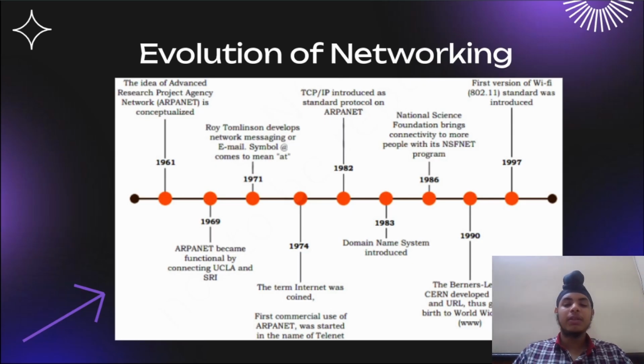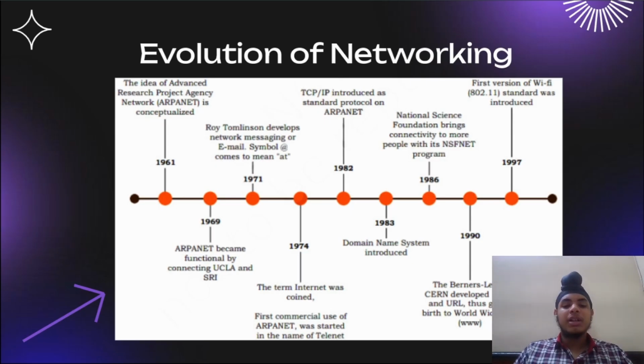Next, in 1974, the actual term internet was used. We saw the first commercial use of ARPANET under the name Telenet. Commercially, the old-times internet, ARPANET, was first used under the name Telenet. Now in the 1980s, in 1982, TCP/IP was introduced as the standard rule. It forced all the different computers across the world to finally speak the exact same language. We'll understand more about TCP/IP later in the lecture.